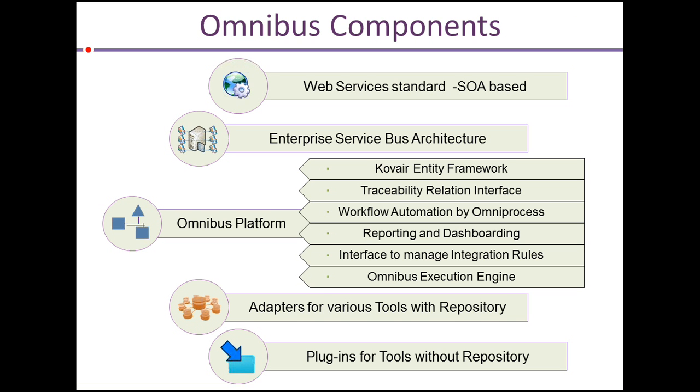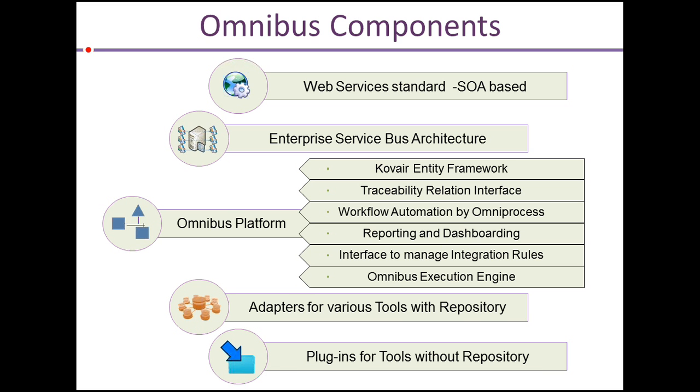Now let's talk about Omnibus components. Omnibus actually consists of a number of different technologies together. First of all, as I mentioned, it uses ESB. Also, it uses web services, which basically means that the tools you're integrating can be anywhere in the world, running on any kind of platform, whether it is Windows, Linux, even mainframe, and behind the firewall. The Omnibus platform consists of the following components.